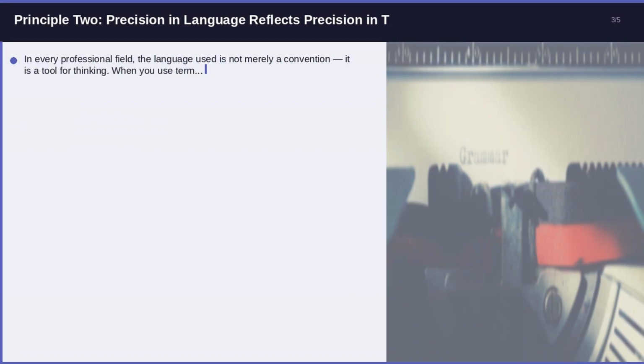Principle 2. Precision in language reflects precision in thinking. In every professional field, the language used is not merely a convention, it is a tool for thinking. When you use terms loosely or interchangeably when they are not interchangeable, you introduce ambiguity into your own reasoning. Students of Email Marketing Mastery: From list building to high-converting campaigns who invest time in understanding terminology precisely find that their analysis is better.